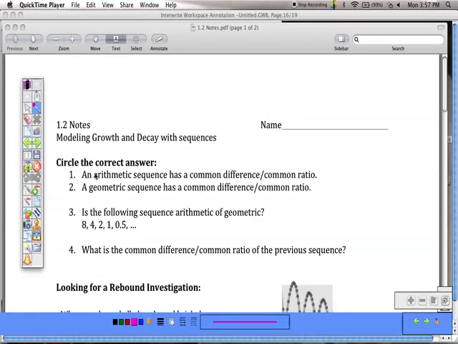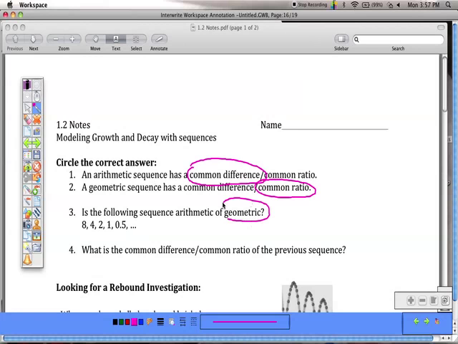Right, the answer for the first one, an arithmetic sequence has a common difference, and a geometric sequence has a common ratio. This sequence right here is geometric, and the reason is it has a common ratio. If you take any term and divide by the one before it, you can get the common ratio. So 0.5 divided by 1 is 0.5. 1 divided by 2 is 0.5, 2 divided by 4 is 0.5, and so on. So the common ratio is 0.5 or 1/2.